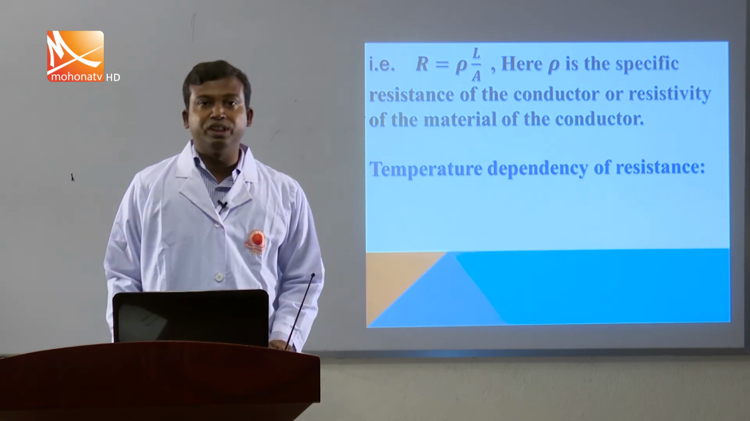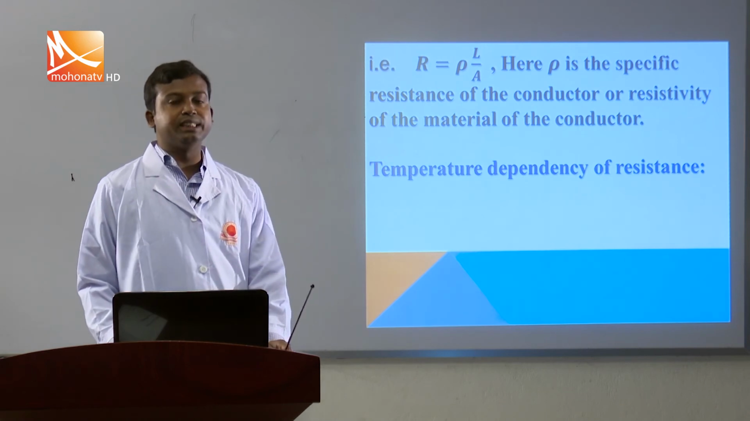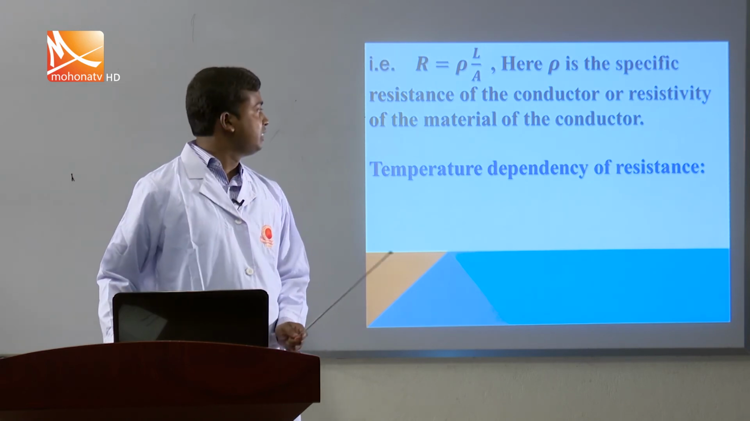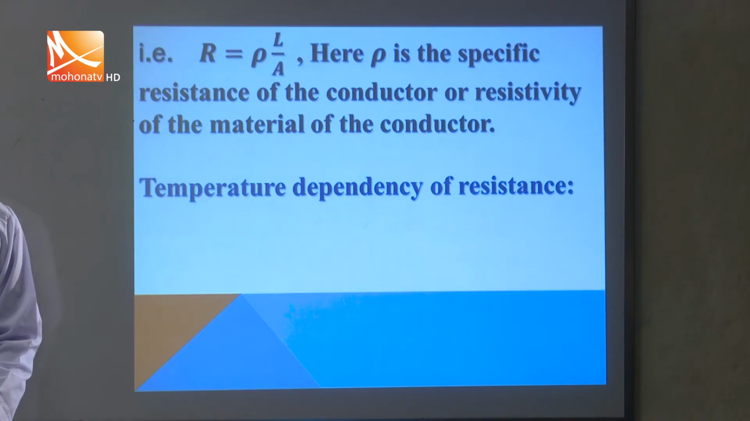Now, the last one is temperature dependency of resistance. We have already discussed the 3 variables or the 3 dependencies. Number 1, the length, the cross sectional area, and the metal, and the last one is temperature dependency. That means, if you increase the temperature of the conductor, will the resistance increase or decrease?